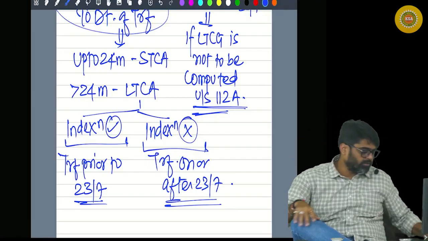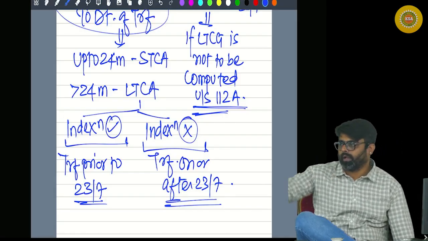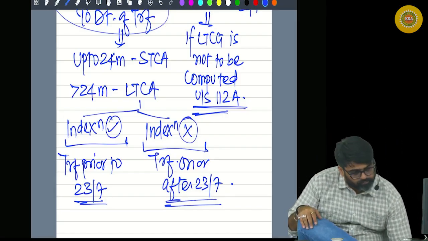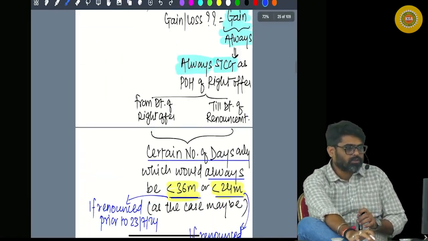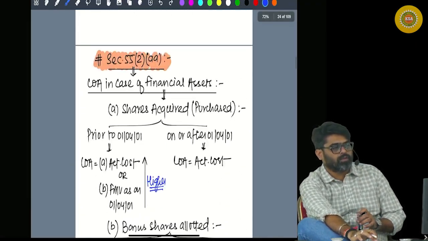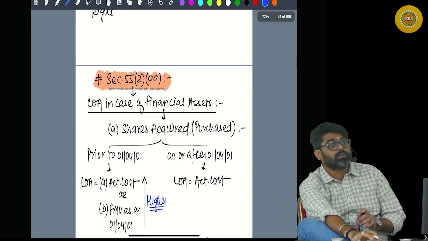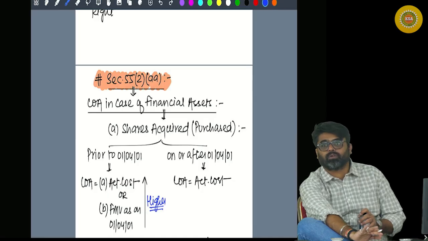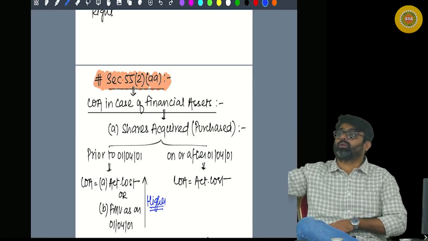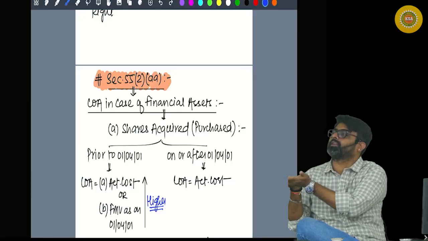How will the cost of shares be determined? Section 55(2)(aa), you now know how to determine the cost of shares. We have already learned this. Whether shares are purchased prior to 1st April 2001 or on or after 1st April 2001, the cost will be this only, yes or no? So there is no problem about the cost. Determine the cost like this.